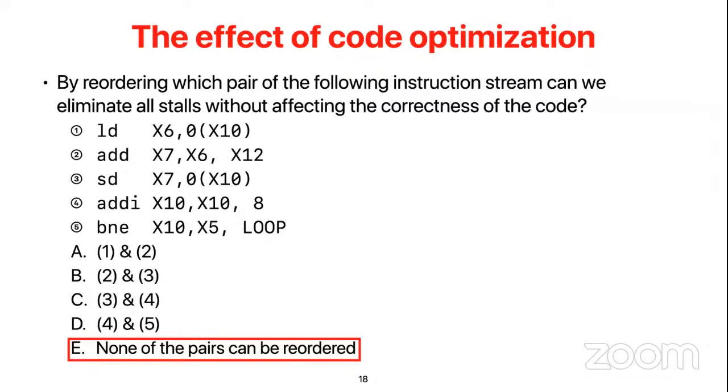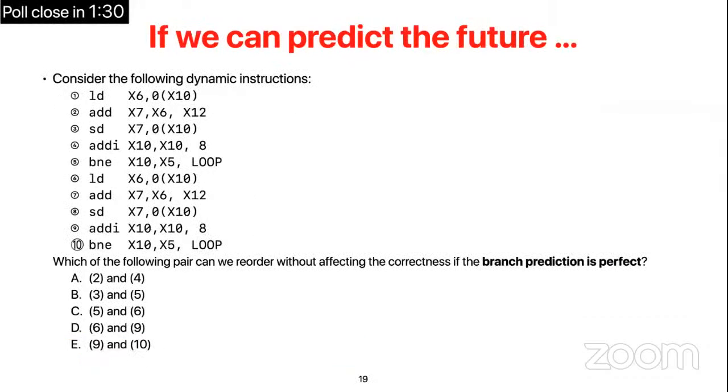Now another thing is, okay, if we can go back to the future, or say if we can predict the future, and given that we have neural network predictors, right? If you can predict the future and assume that the branch prediction is perfect, that the instructions from 6 to 10 will be executed for sure, is there a chance that we can have the compiler work out, or say the code reordering work out?